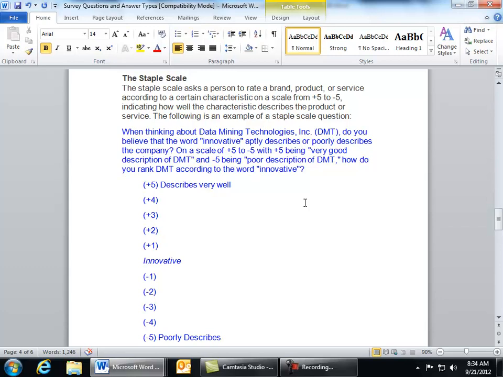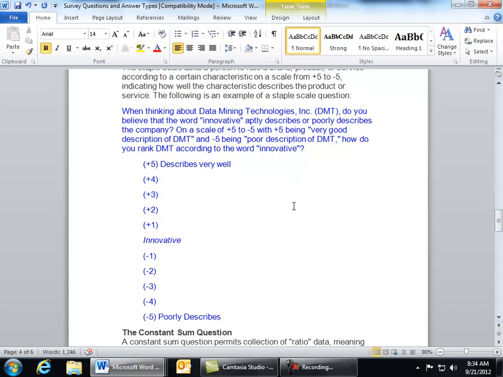When thinking about Data Mining Technologies Incorporated, do you believe that the word innovative aptly describes or poorly describes the company? On a scale of +5 to -5, with +5 being a very good description of DMT and -5 being a poor description of DMT, how do you rank DMT according to the word innovative? So here the word innovative is in the middle. +5 describes it very well, and on the other end of the spectrum, -5 poorly describes it. So of course, however the person is feeling, maybe you want to use the staple technique.